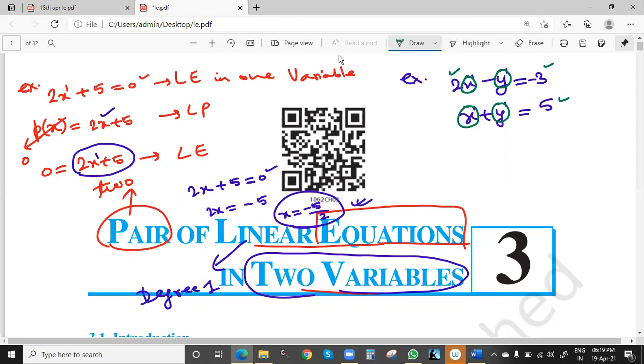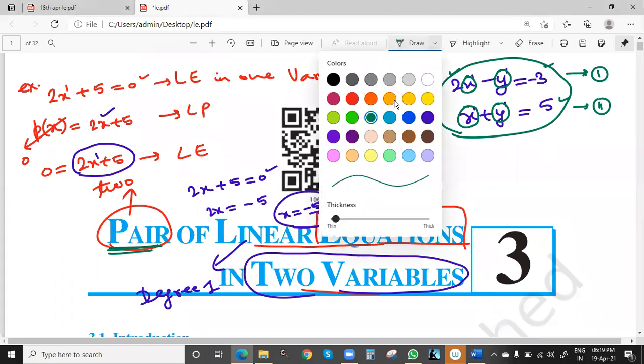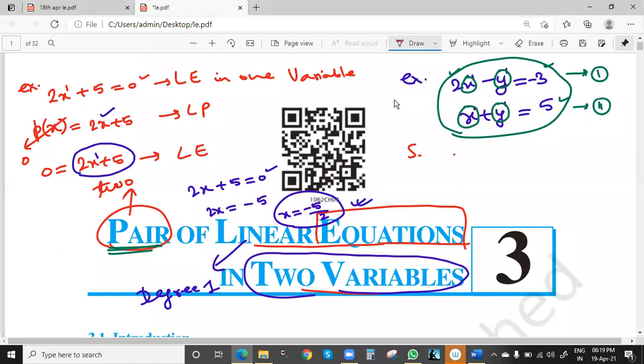So these are examples of a pair of linear equations. Pair means 2, so there are two equations, equation 1 and equation 2. These are two linear equations in two variables, x and y. Now the question is how we can solve these equations. Solving these equations means finding the x and y values.